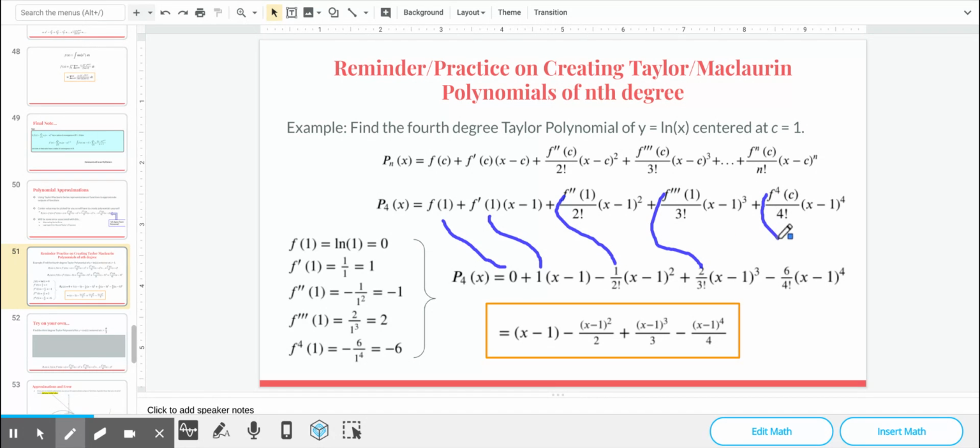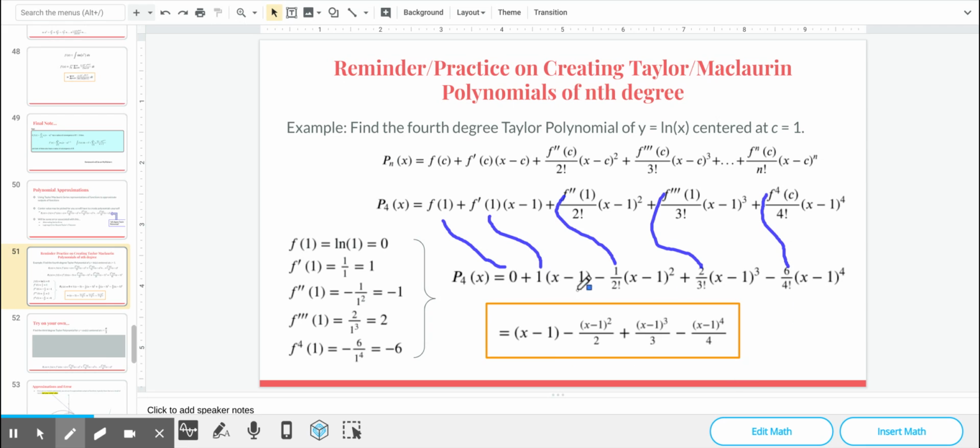Okay, and so once you plug in your derivatives, now all of your coefficients are actual coefficients, not notation. And you can simplify all of this down. 1 over 2 is 1/2, so that's just over 2. 2 over 3 factorial is 2 over 6, so that's 1 over 3. And then 6 over 4 factorial, 6 over 24, or just 1/4.